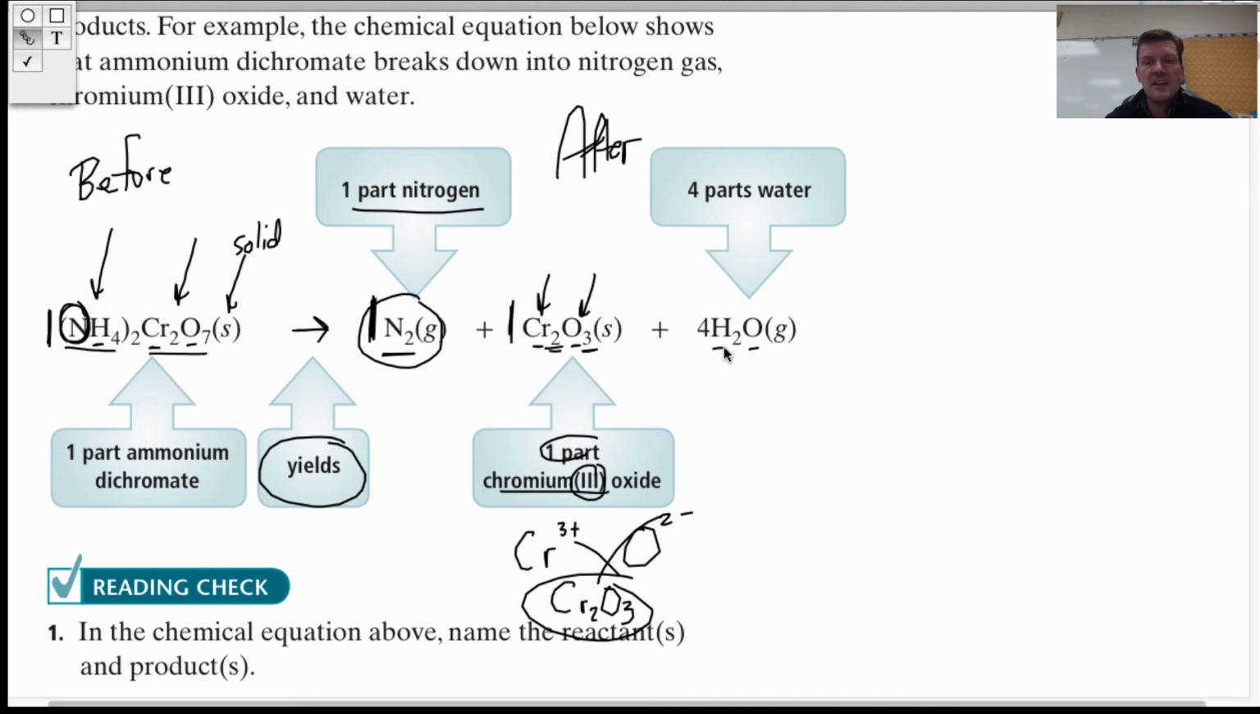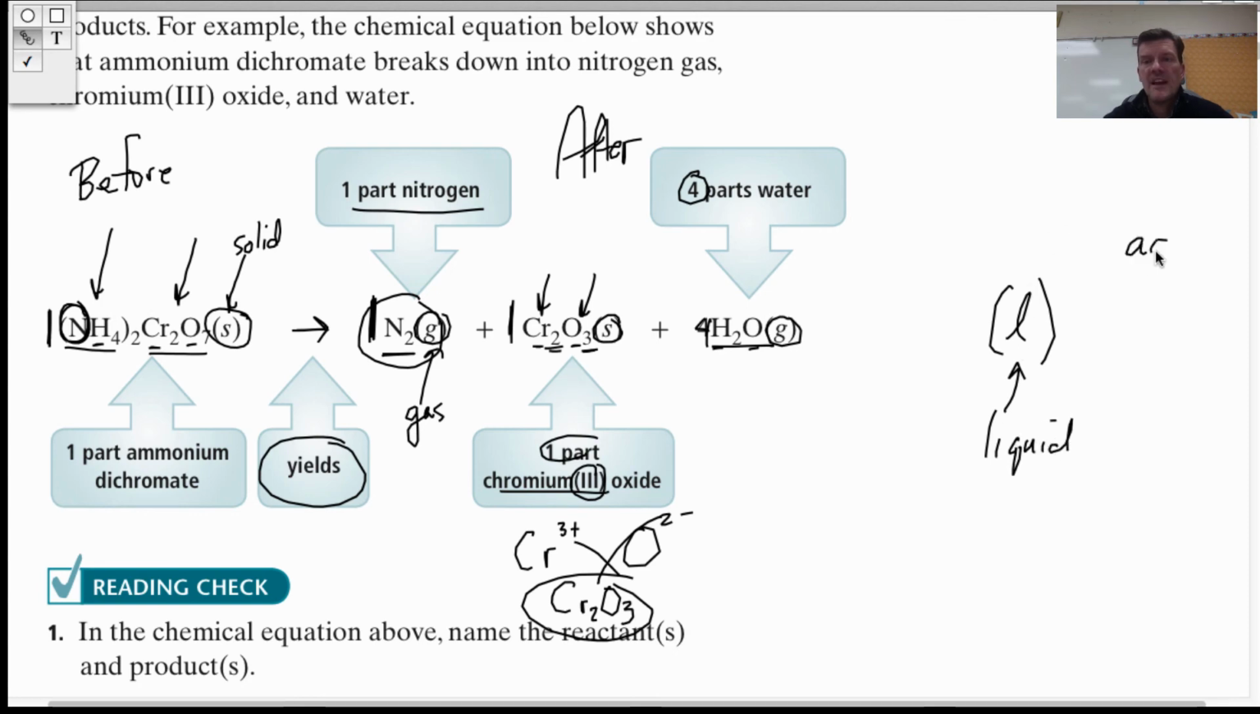Okay? And then you've got your water over here. And notice we have 4 parts water. The 4 in front tells us how many we have. I mentioned already this S means it's a solid. The G means it's a gas. There's solid, there's gas. If you see an L in parentheses, that means it is a liquid. And one more, if you see AQ, it means it's dissolved in water. It's called aqueous.